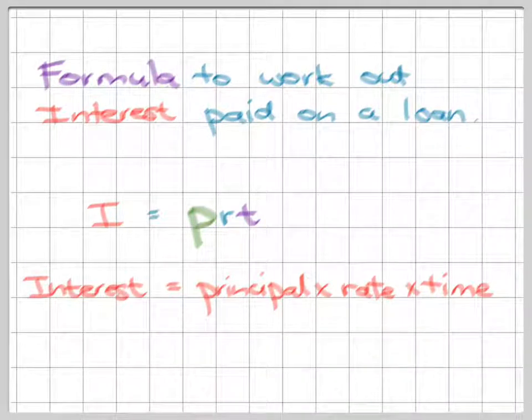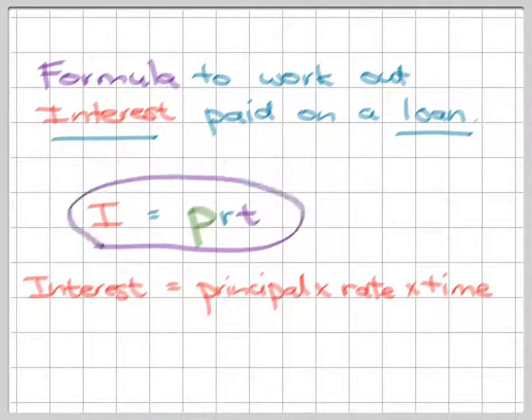Okay, so let's start here now. We have a formula that we can use to work out interest paid on a loan. Many people go to banks and borrow money, and the bank will say, we're going to charge you some interest, and you end up paying a certain amount of interest over a couple of years. So if we want to know how much interest we have paid, we have this little formula here.